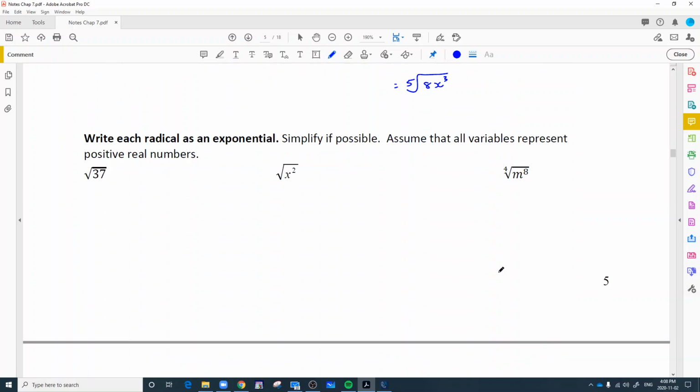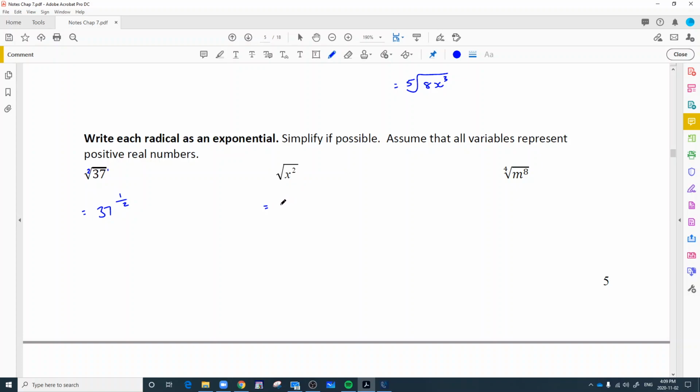All right, next one is going the other way. So now if I write something as a radical, can you rewrite it in exponential form? And again, your index is going to become the denominator in your exponent. So this is the square root of 37. So that would be 37 to the exponent 1/2, because there's no exponent here. You can't see it. It's a hidden 1. So it'd be 1 over 2.